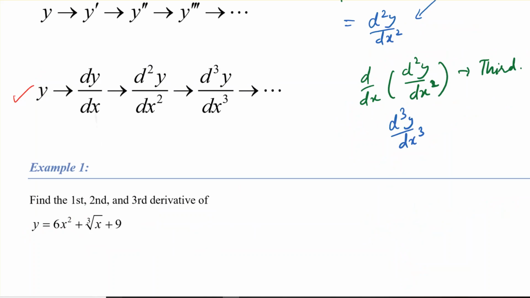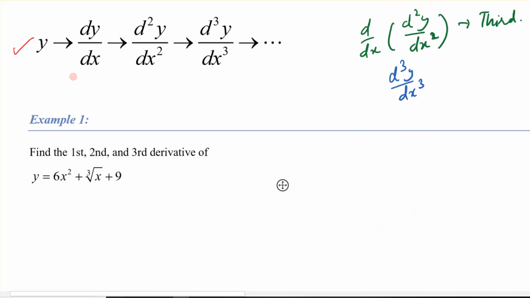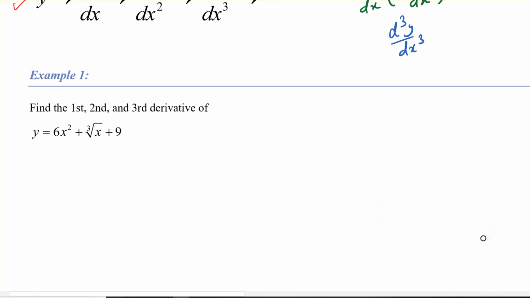Let's do this example problem and find the first, second, and third derivative of the given function. So we are given y is equal to 6x squared plus cube root of x plus 9. I'm just going to rewrite this function. So y is equal to 6x squared plus x raised to power 1 over 3 plus 9. So first we're going to take the first derivative.